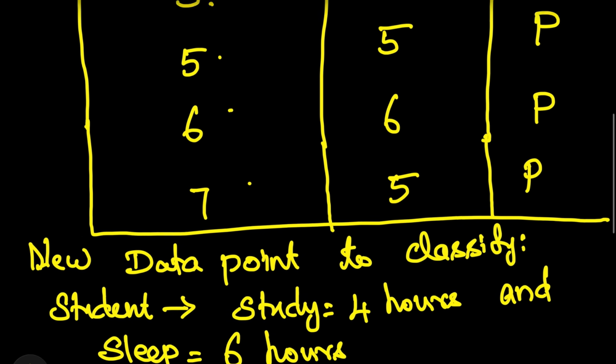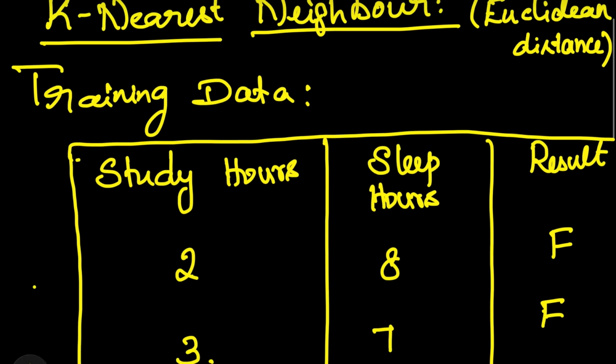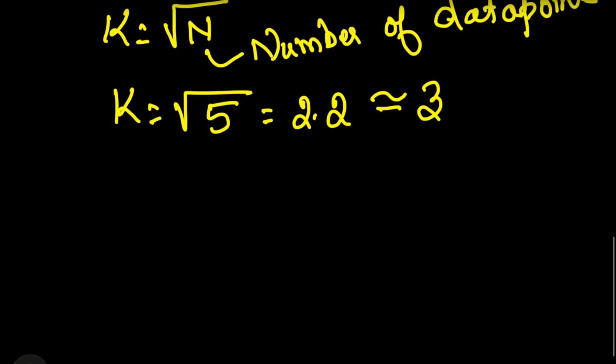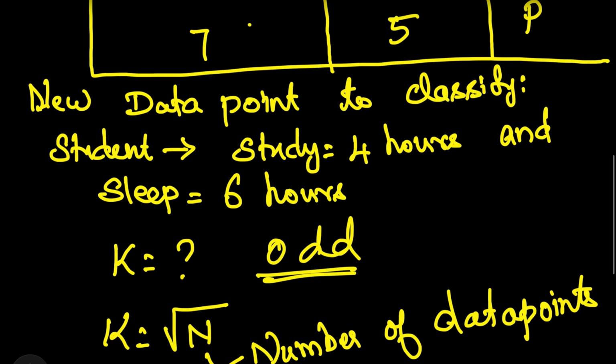Alright, now we'll get into the problem. Here, you have to find the 3 nearest data points in order to classify the given label. And the sample is given to you, right? What is the sample? We have study equals 4 hours and sleep equals 6 hours.